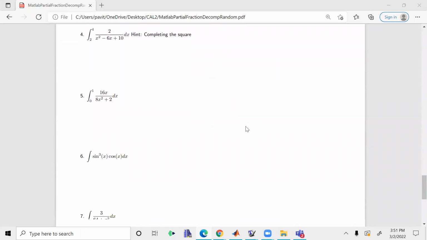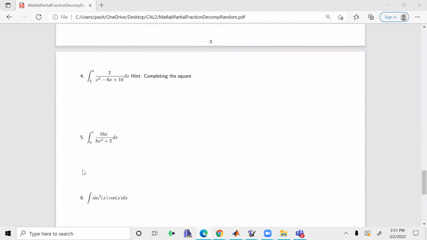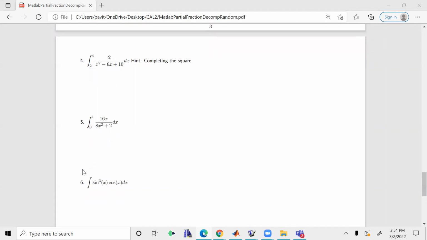From problem 4 to 9, you just have to use the 3 lines of code, if you remember, we did in the previous lab. You don't have to perform long division or partial fractions in MATLAB, only for problems number 4 to 9. Okay, we'll come to that later. Let's not get confused.